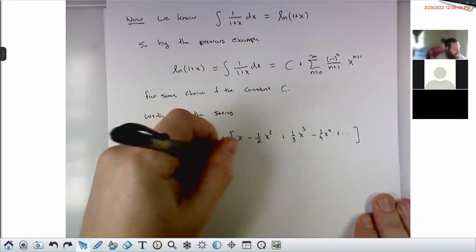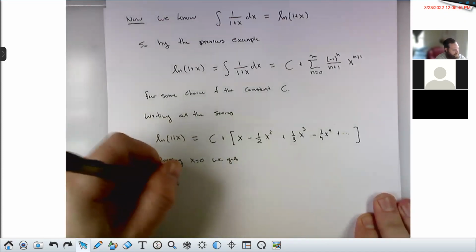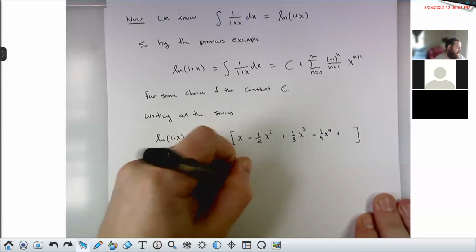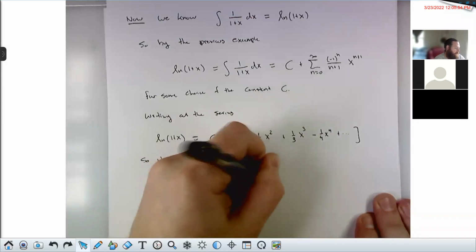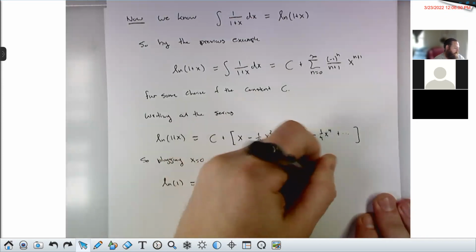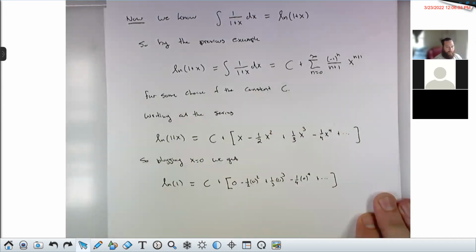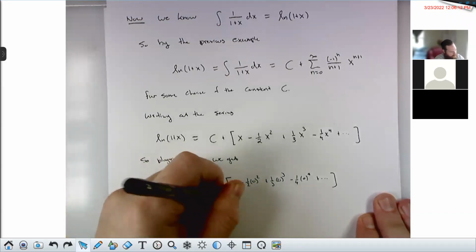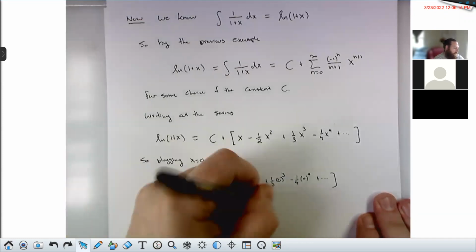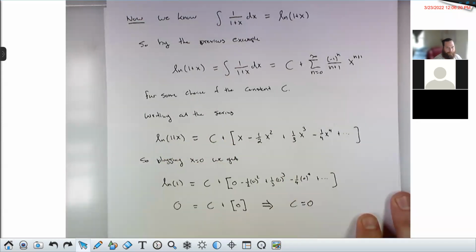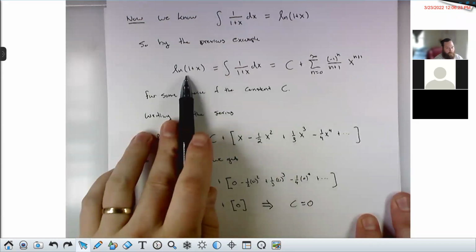We get on the left-hand side the natural log of 1. On the right-hand side, c plus 0 minus 1/2 times 0 squared plus 1/3 times 0 cubed. That's 1/4 times 0 to the 4, and so on. Every term here is 0. Natural log of 1 is 0, so I get 0 equals c plus 0, which means the choice of c, which is correct, is 0, if I want this to be equal to the natural log of 1 plus x.